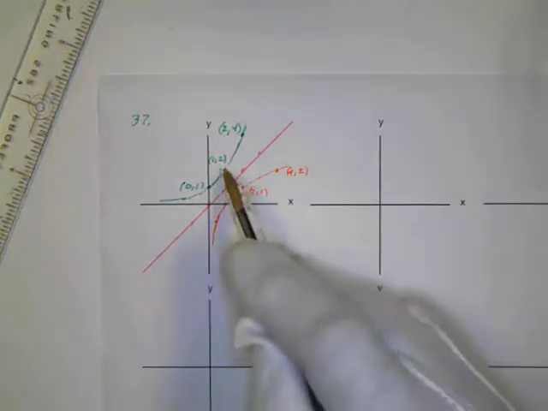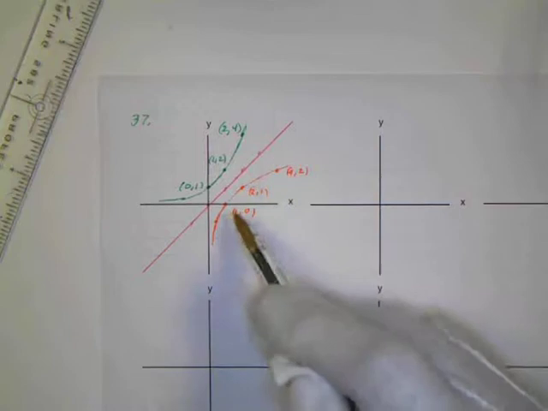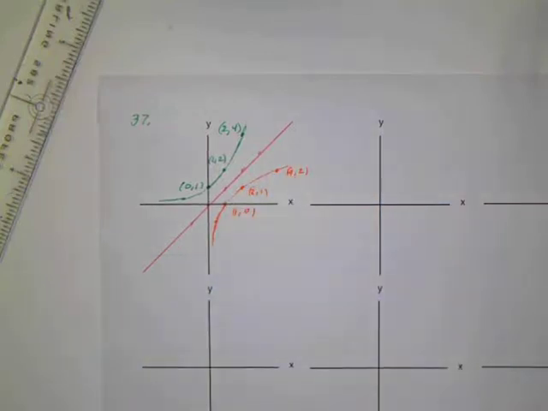You could just draw the line and then reflect it on the other side of the line and see how these points work across the line, or you could just reverse the coordinates, and that's a little bit better when you do have coordinates. So that's basically what you have to do for number 37.